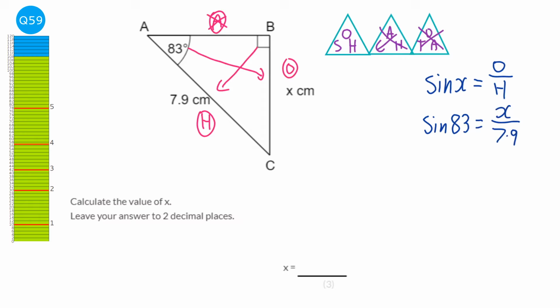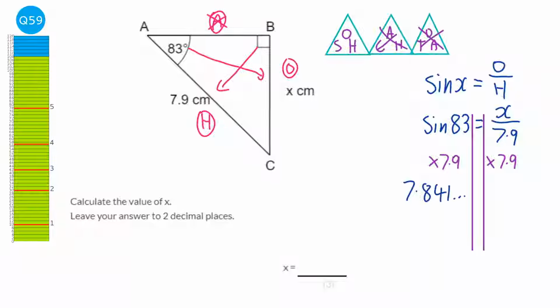Then we can put our solving lines in, and all we need to do here is times both sides by 7.9. And be careful when you do sine 83 times 7.9. Most calculators open a set of brackets when you type in sine, cos or tan, so make sure you close them after you type in times 7.9. And when you do that, you get 7.841 blah blah blah equals x, and so rounding that to 2 decimal places is 7.84.